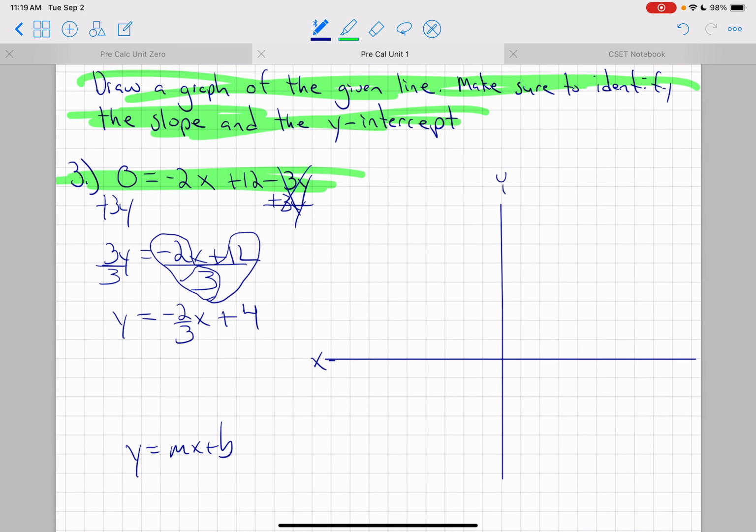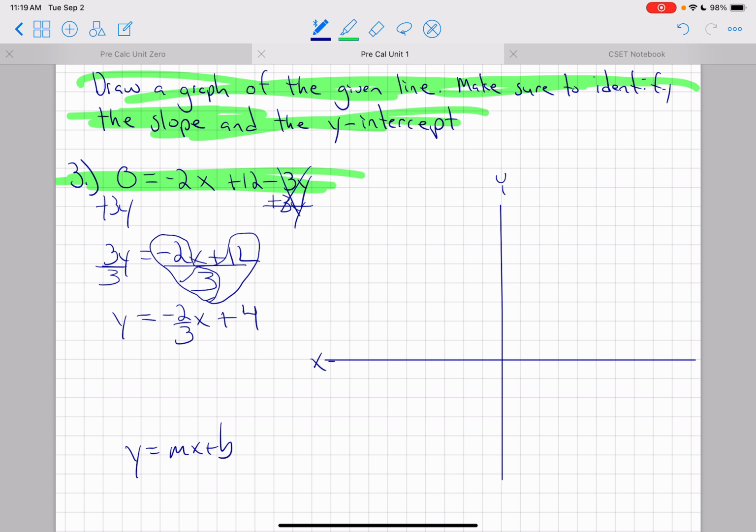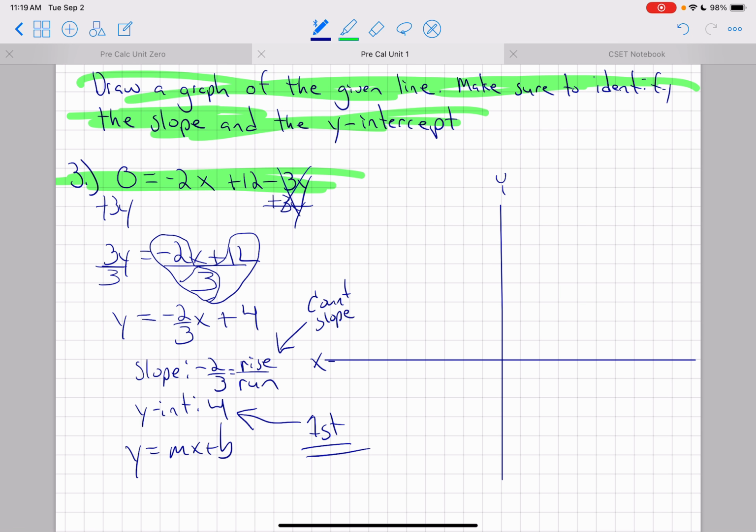Oh, so now this thing told me to make sure to identify the slope and the y-intercept, so I'm going to tell you that the slope is negative 2/3, which is my rise and my run, and my y-intercept is 4. So now I'm going to graph. Remember, I go to the y-intercept first, and then I count the slope second. So the y-intercept is 4. So 1, 2, 3, 4. The y-intercept lives right here.